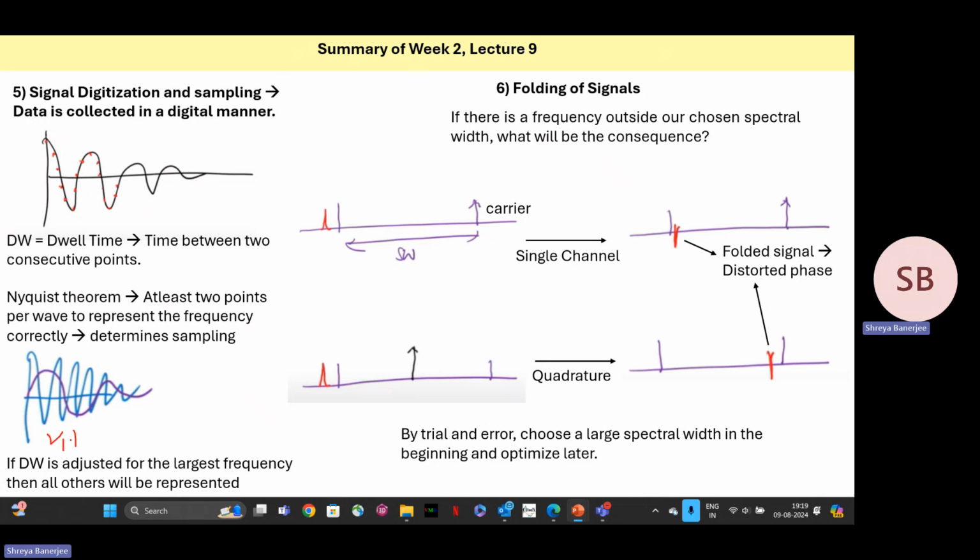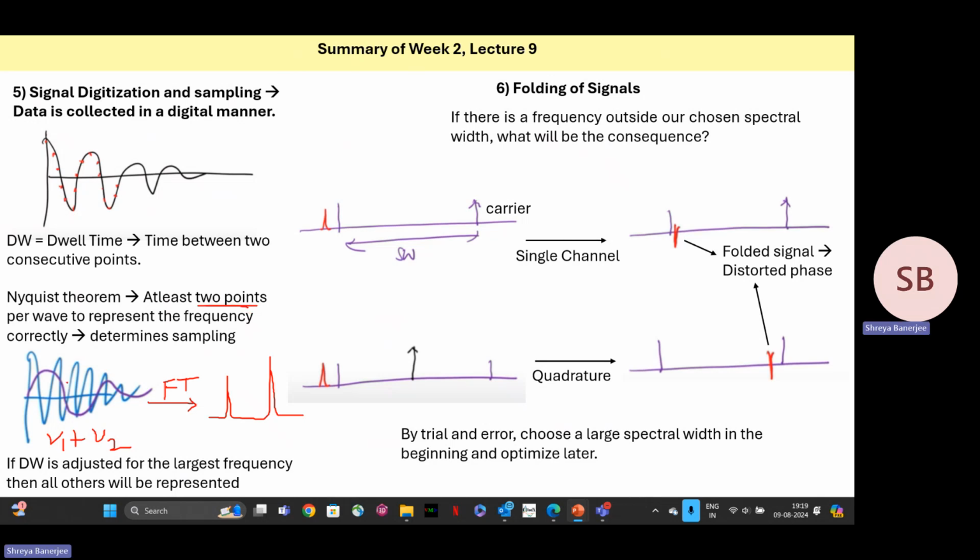Suppose nu1 and nu2. Because there are two kinds of waves, you will do a Fourier transform of this and it should give you a spectrum like this, suppose. So what is the minimum number of points you need to collect for each frequency in order to properly get the FID so that you can do a Fourier transform? The Nyquist theorem says that at least 2 points are required per wave.